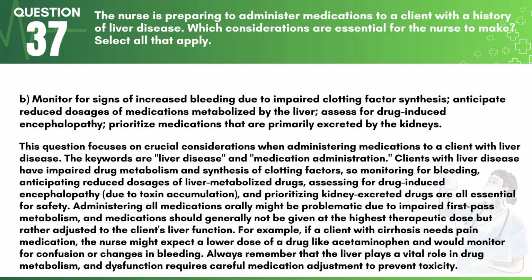Administering all medications orally might be problematic due to impaired first-pass metabolism, and medications should generally not be given at the highest therapeutic dose but rather adjusted to the client's liver function. For example, if a client with cirrhosis needs pain medication, the nurse might expect a lower dose of a drug like acetaminophen and would monitor for confusion or changes in bleeding. Always remember that the liver plays a vital role in drug metabolism, and dysfunction requires careful medication adjustment to prevent toxicity.